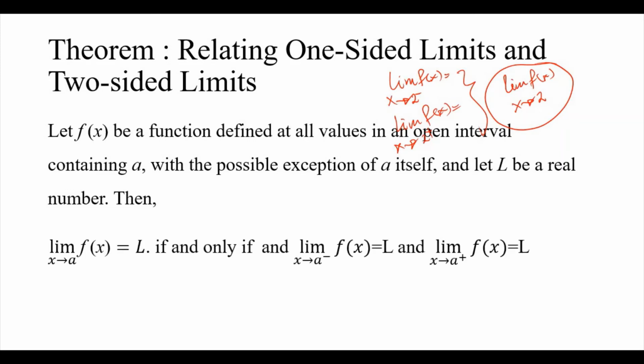Then the limit of f of x is equal to L as x approaches a, if and only if the limit of the function f of x as x approaches a from below is L, and the limit of f of x as x approaches a from above is L. Meaning, if the limit from above and the limit from below exist and they agree, then the two-sided limit is going to exist and it's equal to the same number.